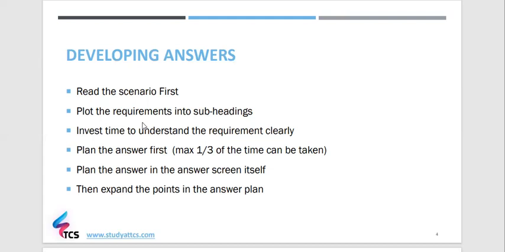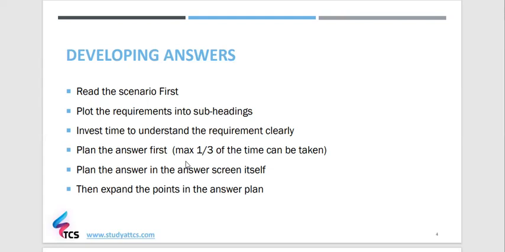That's your second step. Third step is to invest time to understand the requirement clearly. So you need to first read the requirement, based on that come up with headings and subheadings, then again try to figure out what the requirements are and understand them appropriately. After you understand the requirement, you need to come up with your answer plans or answer structures. A maximum of 1/3 of your time can be allocated towards answer planning. So I would suggest that you spend 15 to 20 minutes.